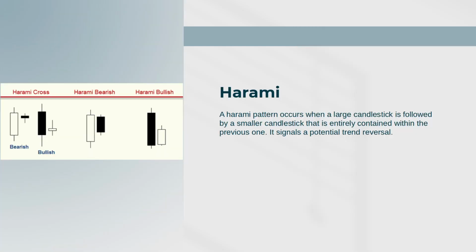Harami. A harami pattern occurs when a large candlestick is followed by a smaller candlestick that is entirely contained within the previous one. It signals a potential trend reversal.